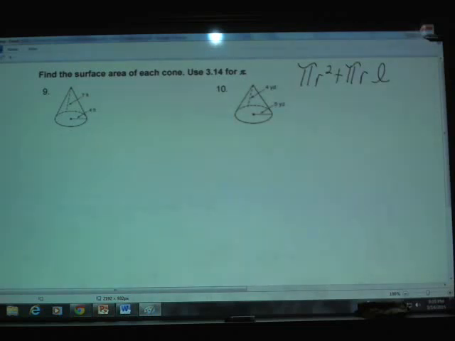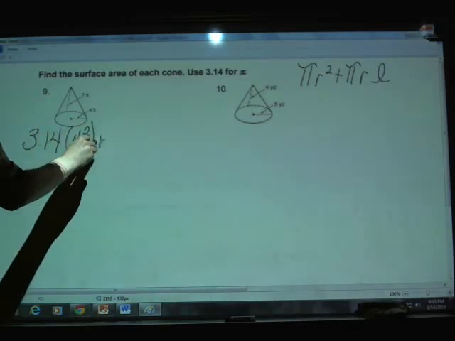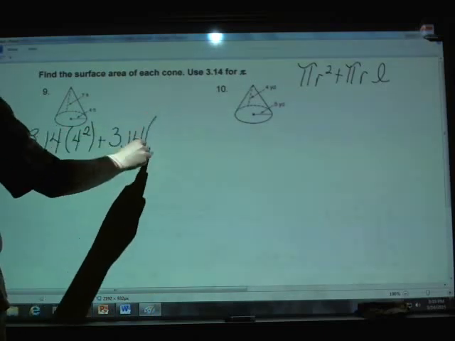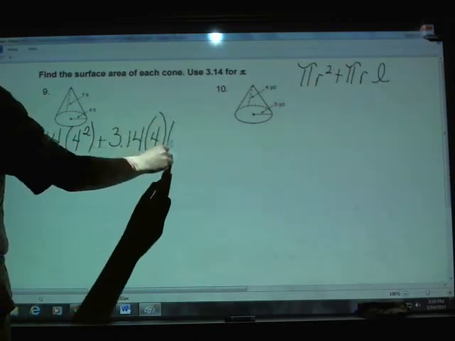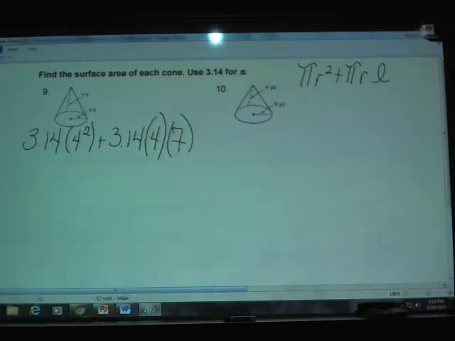If we look at 9, the radius is 4, the slant height is 7. So plug in the numbers. 3.14 times the radius, 4 squared, being added to 3.14 again, pi again in the formula, times the radius, which is 4, times the slant height, which is 7. All right, solve this using order of operations.